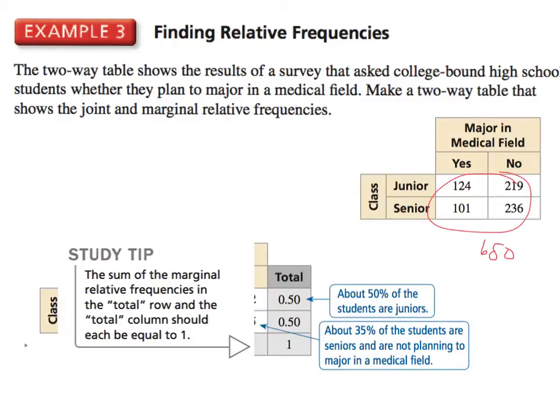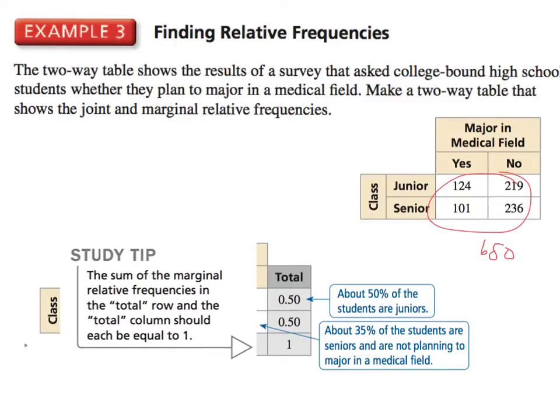Now there's a side note here, right here, the study tip. The sum of the marginal relative frequencies, so these two and these two that were down here, in the total row and column should be equal to 1. So this right here should always be equal to 1.